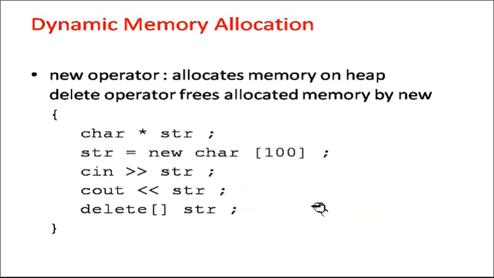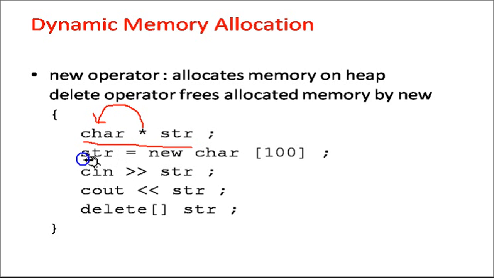Now in C++, we have new and delete operators. Make a note that new and delete are operators, not functions, whereas malloc and free are functions. In this simple example we have declared a pointer named str. It's a pointer to character. Always read from right to left: str is a pointer to character.